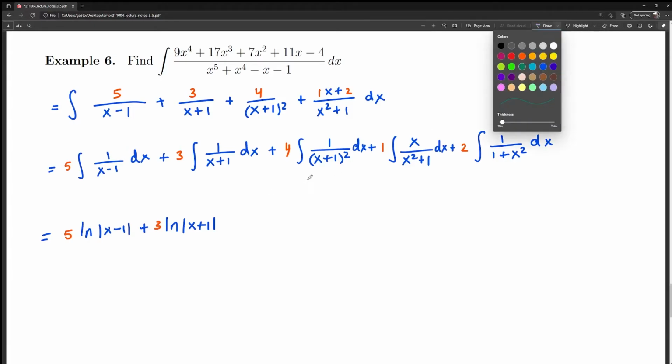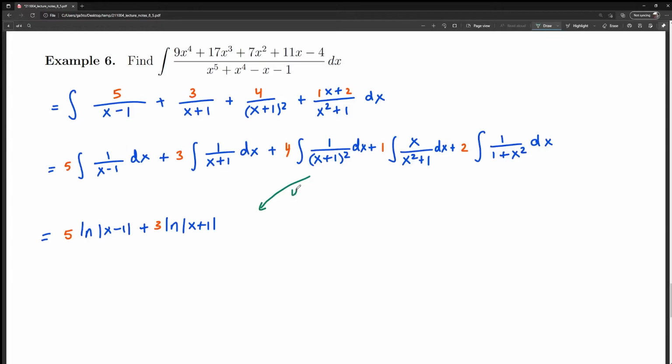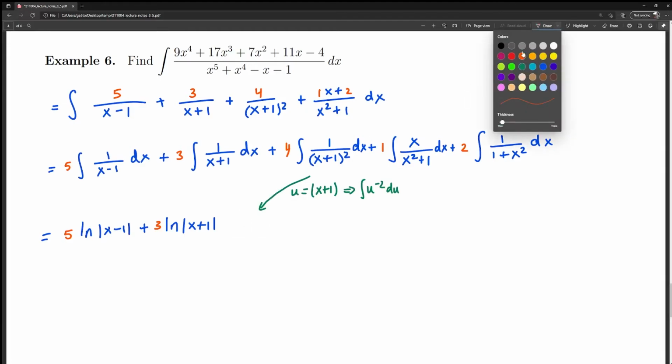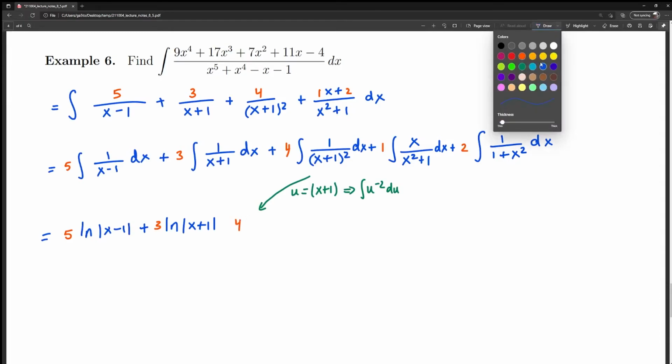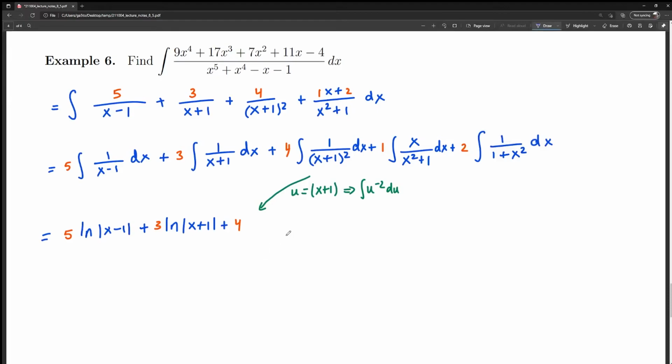Now for the third integral, we can use a substitution u equals x plus 1. du/dx is just 1, so we don't have any extra terms, and the integral would change into the antiderivative of u to the power negative 2 du. So we can apply a power rule there, and that gives us, for the third part, that we have to add 4 times negative 1 over x plus 1.